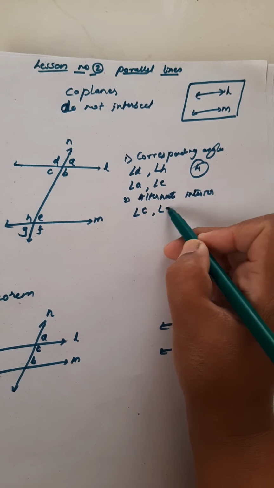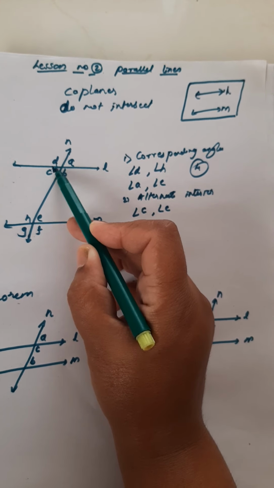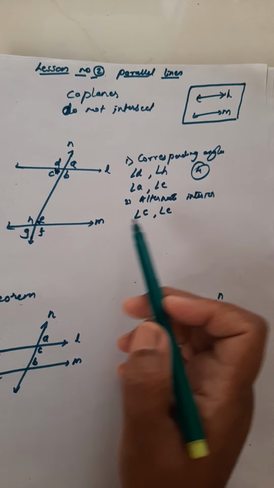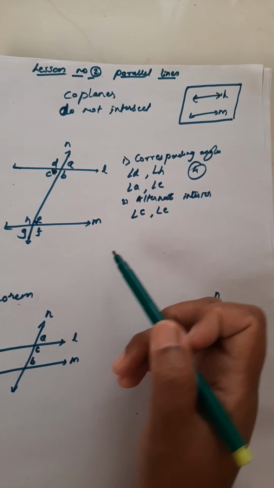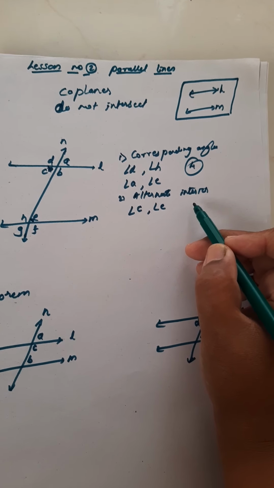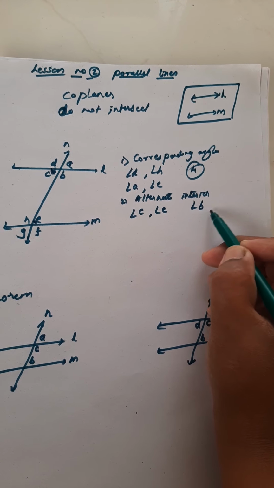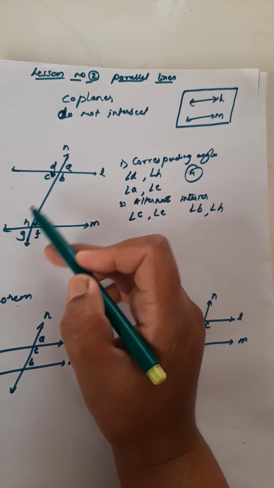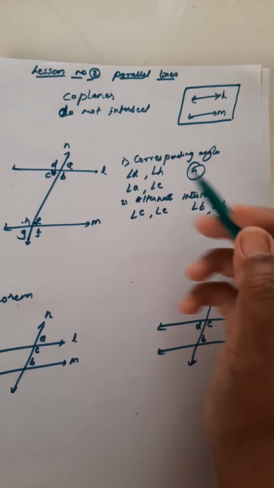Now which are the alternate interior angles? Angle C and angle E, these are alternate interior angles from the lines L and M. Similarly, we can write angle B and angle H. Angle B and angle H are alternate interior angles.